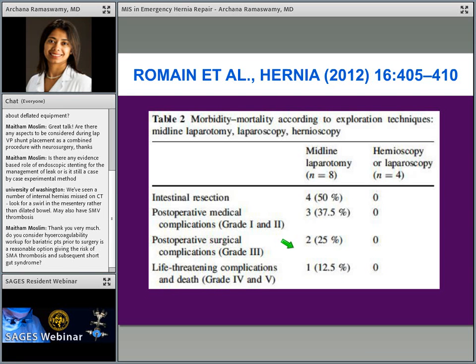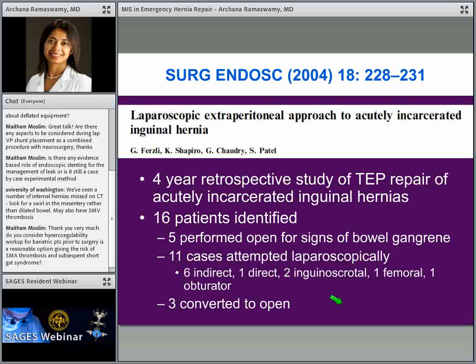Finally, this is looking at their outcomes with the patients who required a laparotomy as opposed to those who were looked at with hernioscopy or laparoscopy, and whether they had complications postoperatively. I think the key thing to notice here is that 50% of those who required a laparotomy required an intestinal resection. Therefore, I don't know that it's really a fair comparison to say that the laparoscopy group did not have any complications. It's a different patient population.